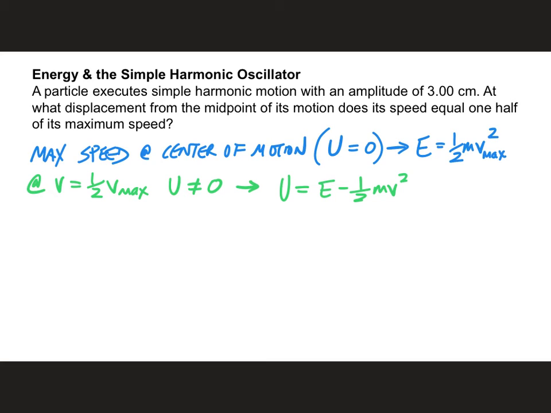So we go through these motions here, and this is 1/2 mass times Vmax squared minus 1/2 mass times, I'm going to put 1/2 of Vmax in here squared. That way I'll have the same variable. And what this works out to be is 3/8 m times Vmax squared.